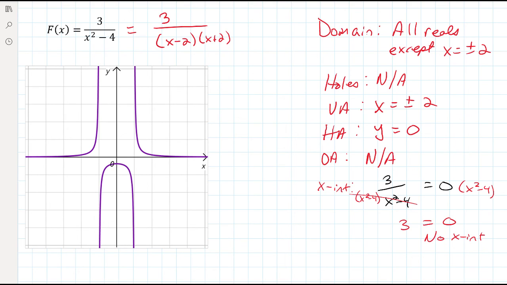All right. And lastly, let's talk about the y-intercept. That means just plug in 0 for x. That's going to be 3 over 0 squared minus 4. That's going to be 3 over negative 4, aka negative 3/4. So our y-intercept is going to be at (0, negative 3/4). Okay? All right, so how can we use all this information to see where they got this graph from?